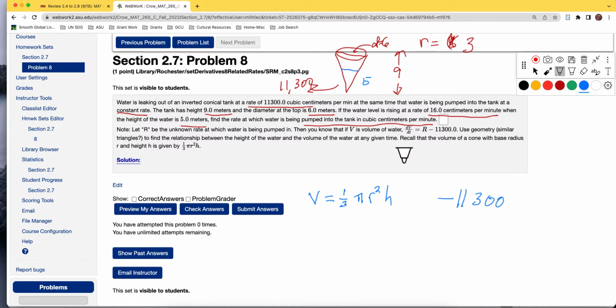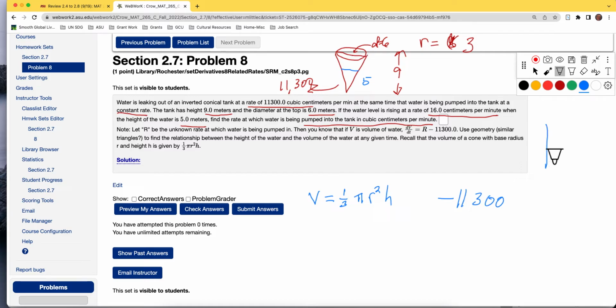Remember, we did a little trick on this one, because we didn't want to have to deal with the rate of change of the radius and the rate of change of the height. Since we're given the rate of change of the height, what did we do? We got R in terms of H, or H in terms of R, by looking at similar triangles.